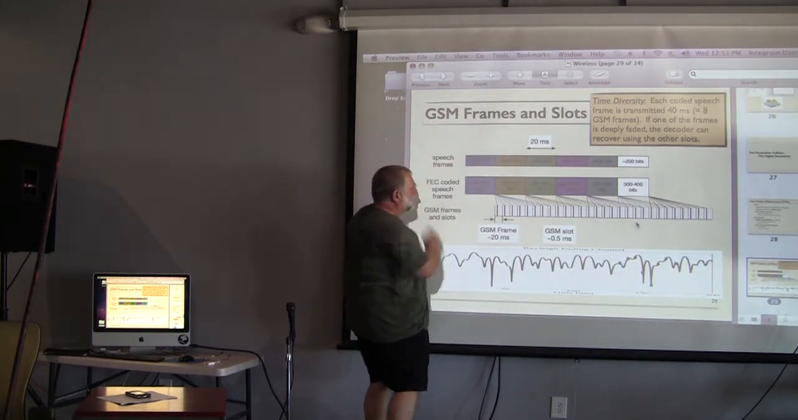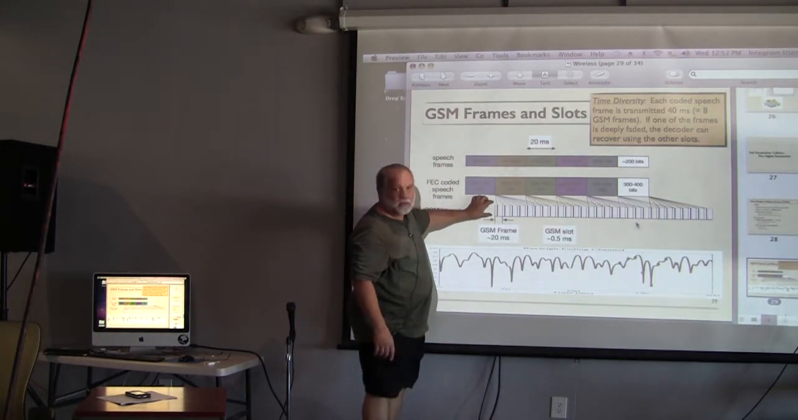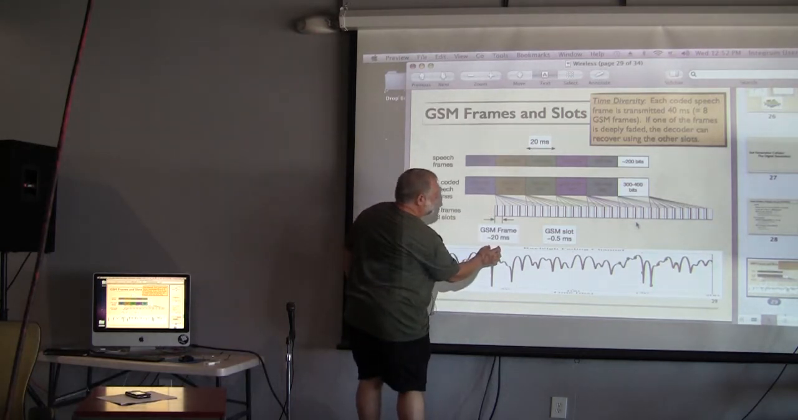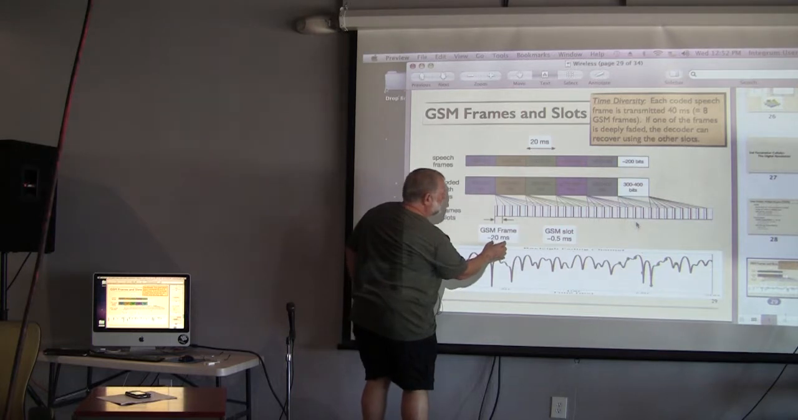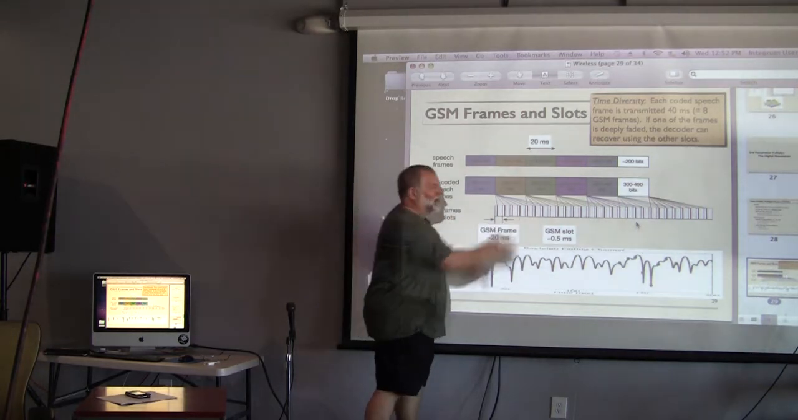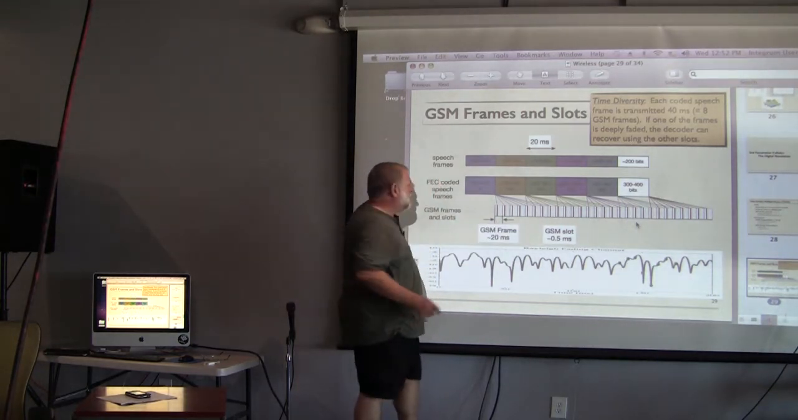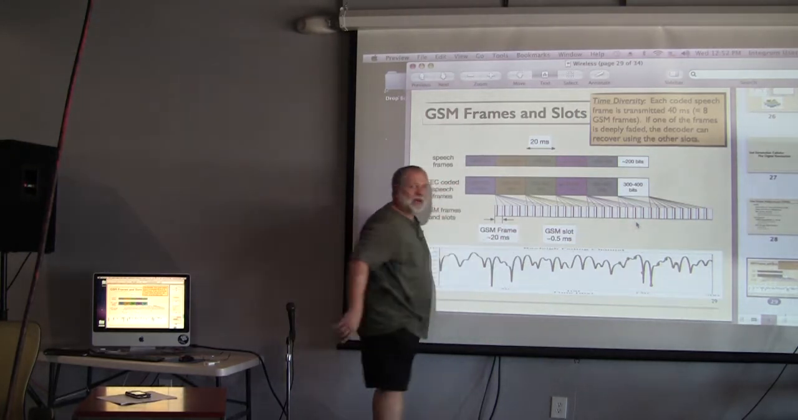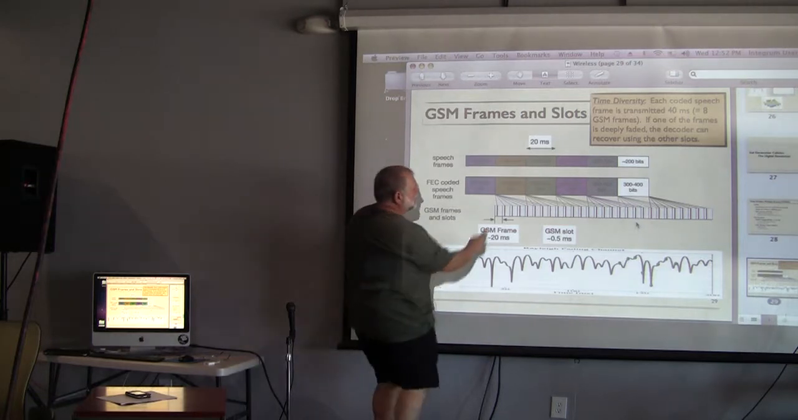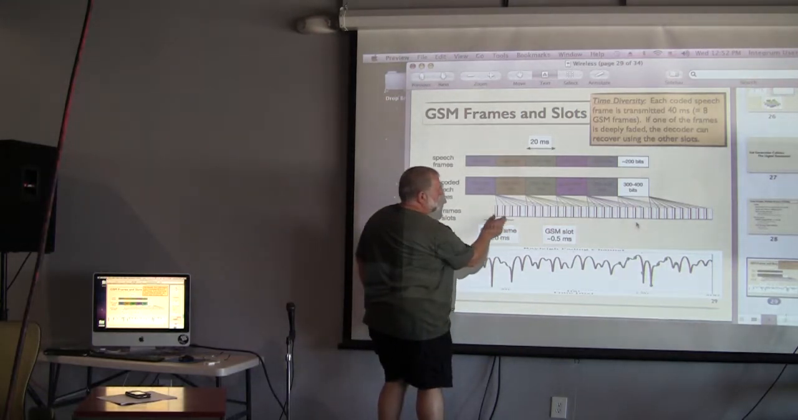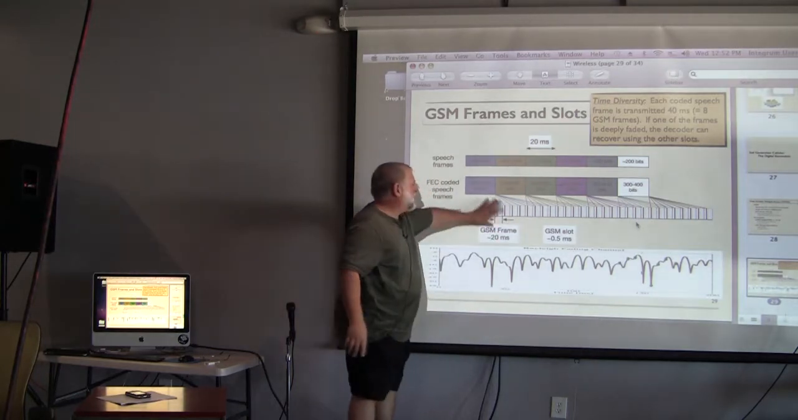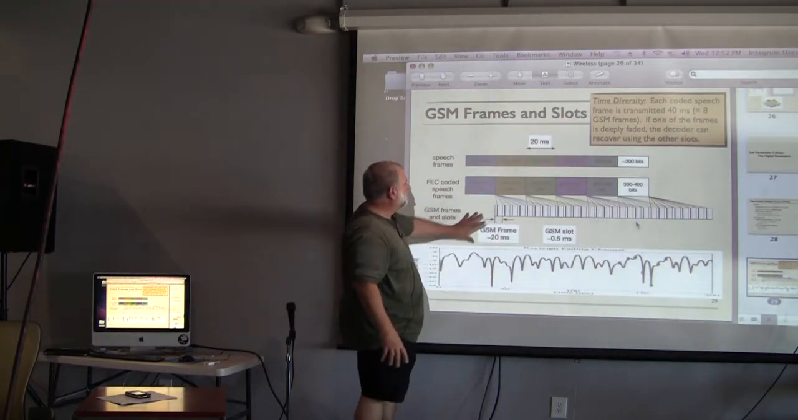Down here, these are the GSM frames. A GSM frame is 20 milliseconds, so time is compressed here. But it's divided into 8 slots, so each slot is only about half a millisecond long. So the slot that this user gets within the repeating frame is the red line here. I have this expanded on the next slide so you can see that a little better.